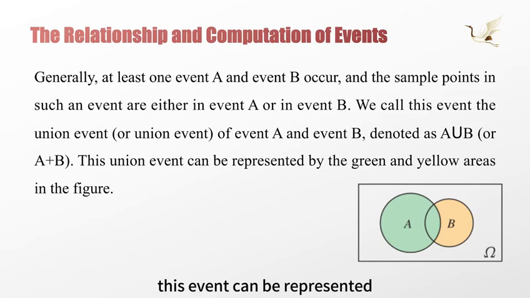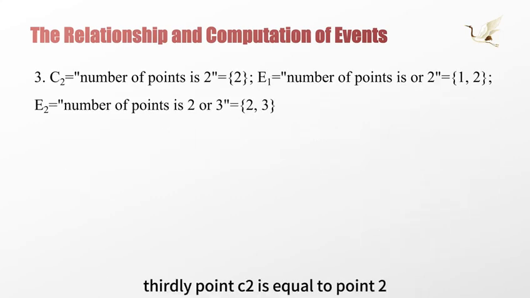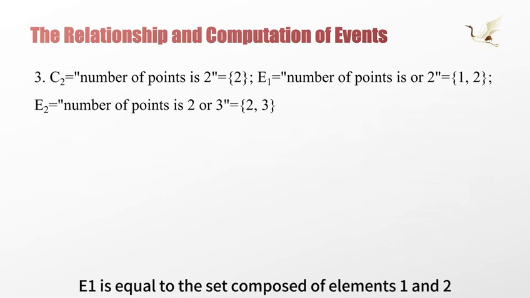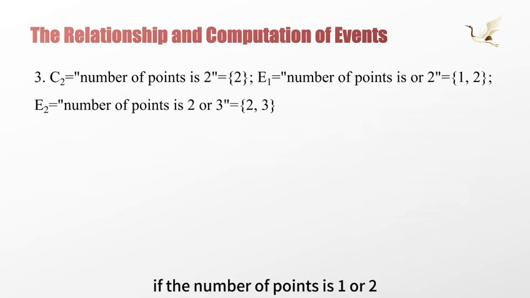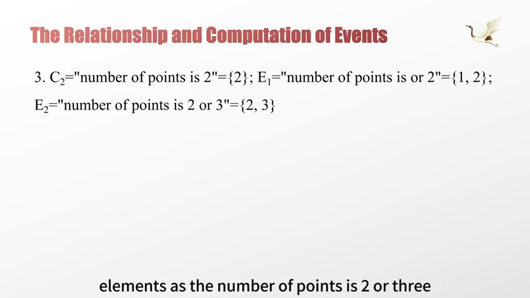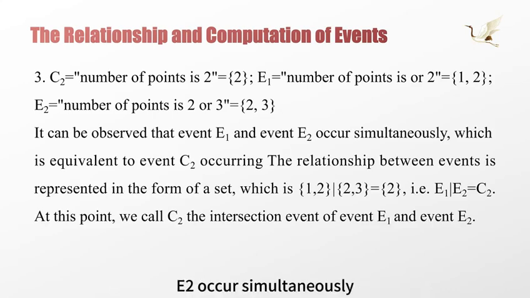This event can be represented by the green and yellow areas in the diagram. Thirdly, point C2 is equal to point 2, which is the set composed of the element 2. E1 is equal to the set composed of elements 1 and 2, if the number of points is 1 or 2. E2 is equal to the set consisting of elements 2 and 3, as the number of points is 2 or 3. It can be observed that event E1 and event E2 occur simultaneously, equivalent to event C2.